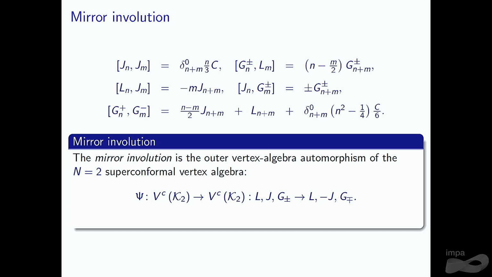So one nice feature of the n=2 vertex algebra, very much related to mirror symmetry, is the fact that it has an involution, which is given by sending L and J to L minus J, and then G plus minus to G minus plus. Okay, and you can directly see this from the relations I have written down here.